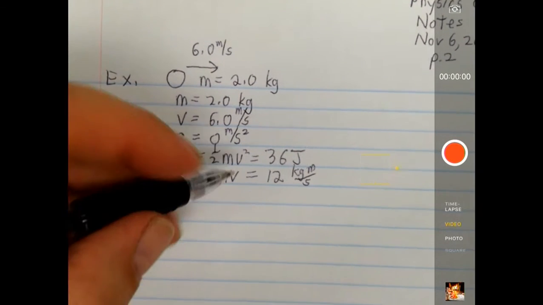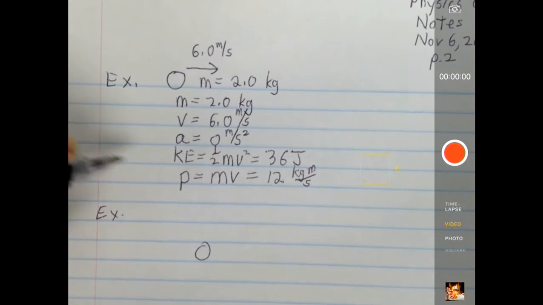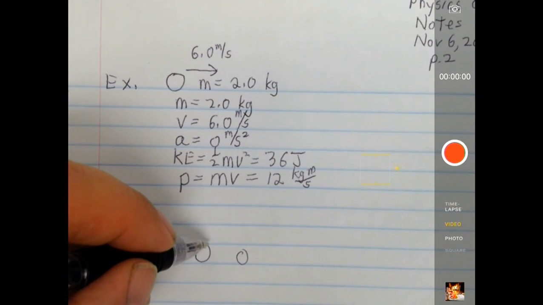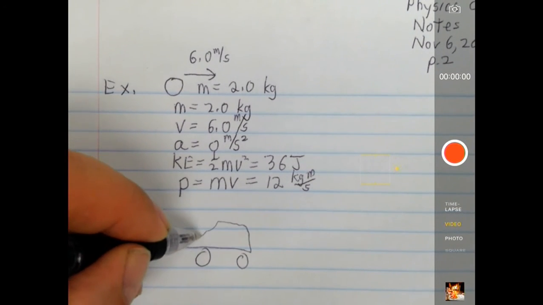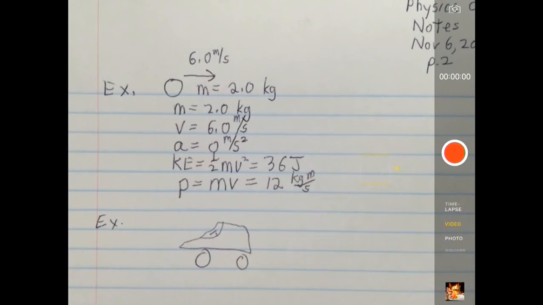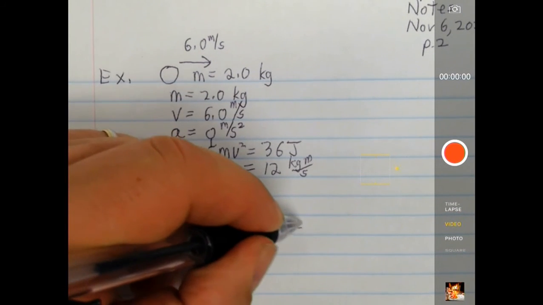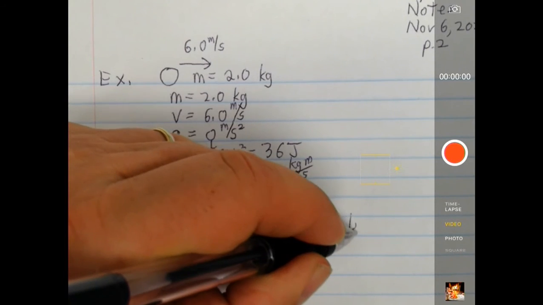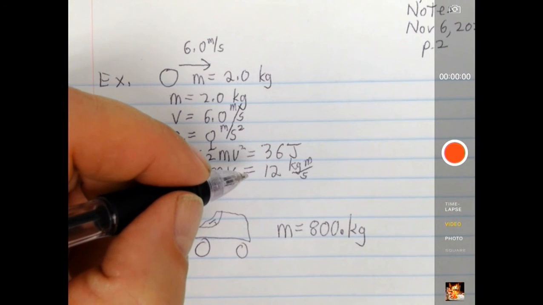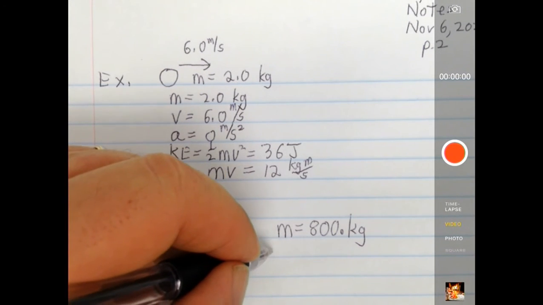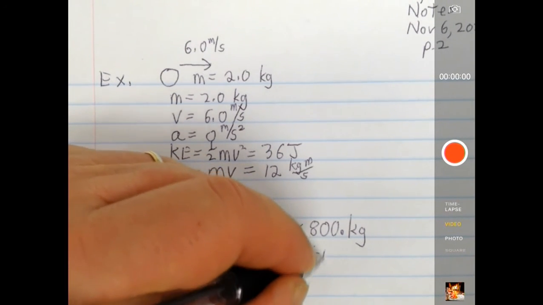What if I have a car? So this would be another example. And this time, believe it or not, the car is heading west. This car has a mass of 800 kilograms and it's going at, let's say, 40 kilometers per hour.